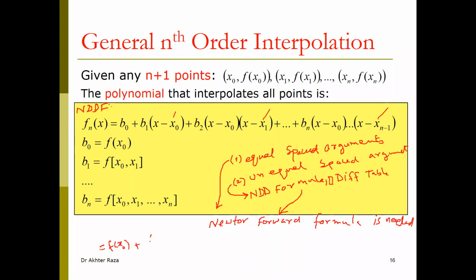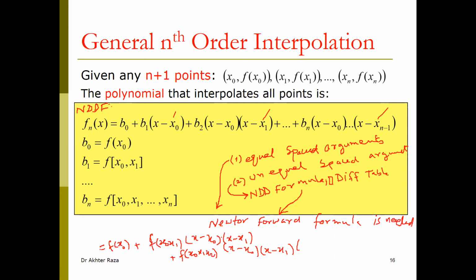B1 means f[x0, x1]. We have (x - x0) and (x - x1). Then we have f[x0, x1, x2]. So we have (x - x0)(x - x1)... Well, that's all. (x - x0), f(x0), f[x0, x1], (x - x0).